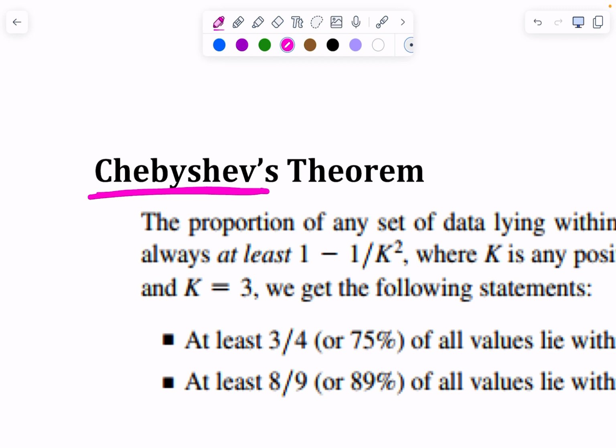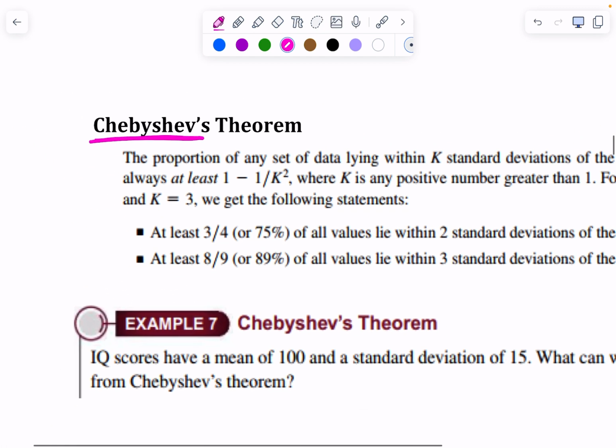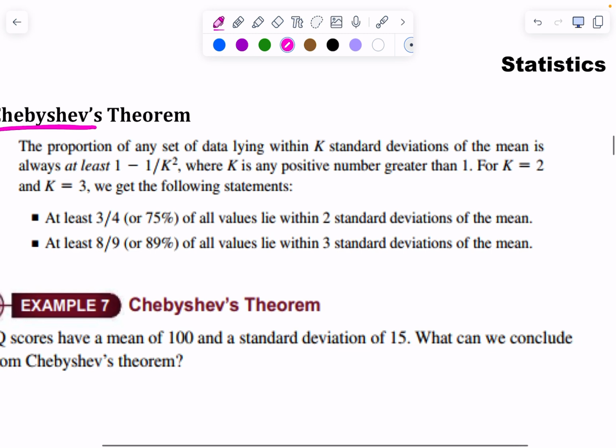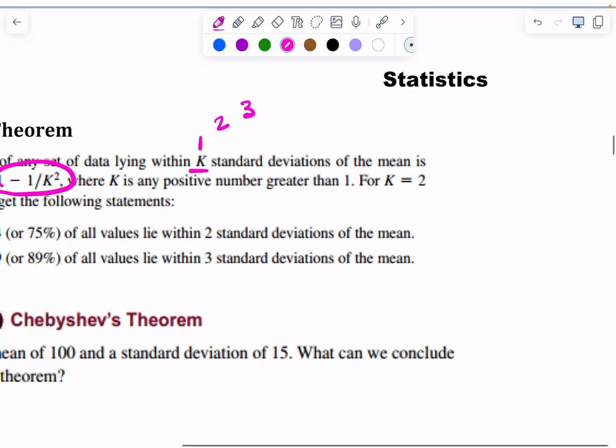And he said something different. Here's what he says. The proportion of any set living within k standard deviations, so like 1 standard deviation or 2 or 3, from the mean is always at least 1 minus 1 over k squared. I'll write this down over here. That's the percent that lives within that many standard deviations, but only for numbers greater than 1.